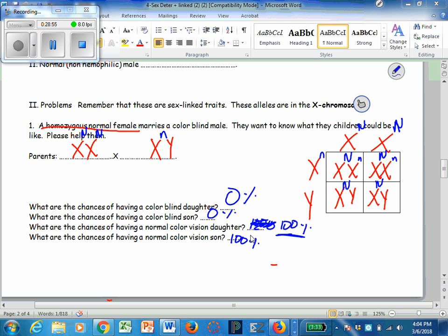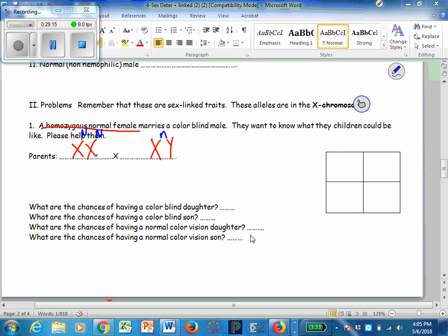So a colorblind male that marries a homozygous normal mother or female, if they have kids, there is no chance their kids can be colorblind. Because again, it is linked to the mother's side. And since the mother is homozygous dominant, it's not possible to have an offspring with that disease. So let's do one more and then you'll do it yourself.